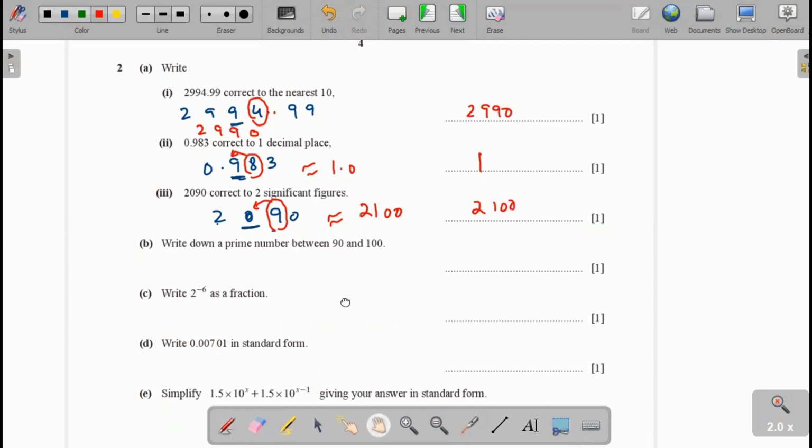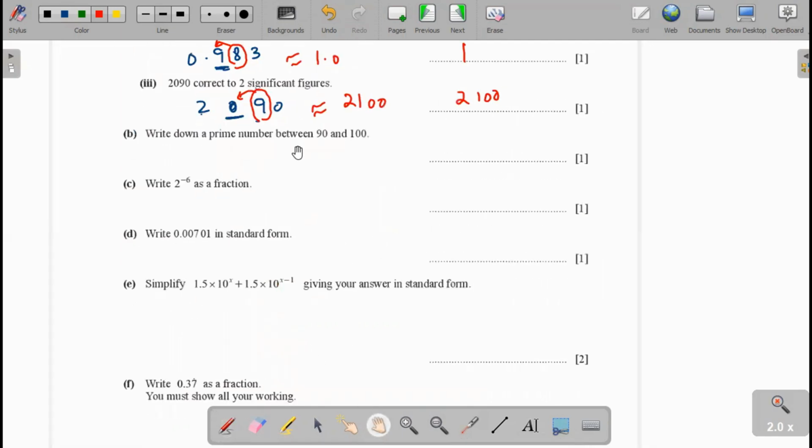Now, you see here in part B, write a prime number between 90 and 100, and you can write down the numbers 91 to 100. We see that 97 is the number which is a prime number.